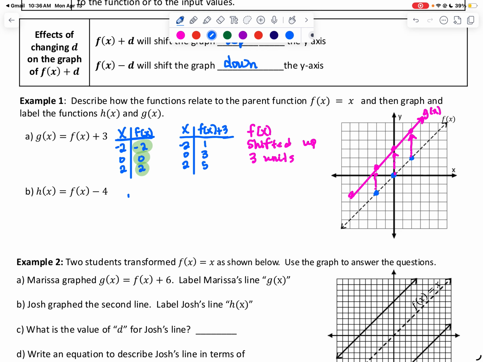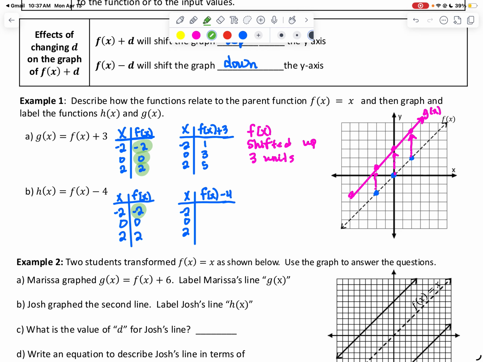from the function values. So again, I'm going to start here with my original table, x and f of x. We're still using the parent function here, so I still want to use the points off my original function, the dashed line. But this time, I'm going to take the f of x and subtract 4 from each f of x value. So my x values don't change, but I'm going to subtract 4 from each f of x value.